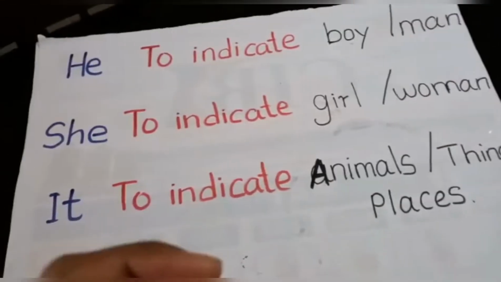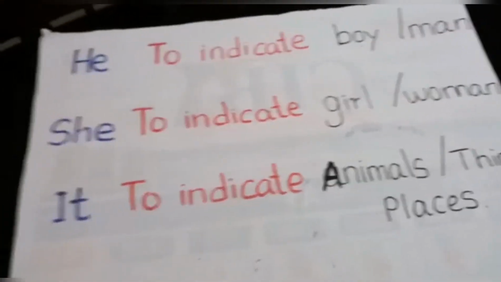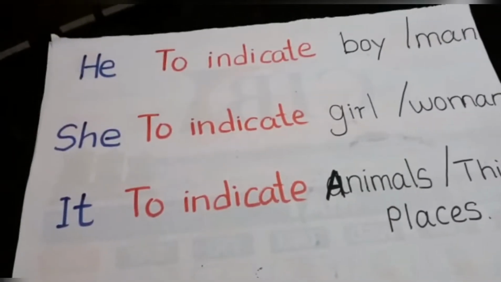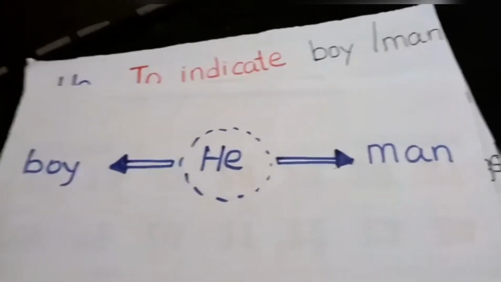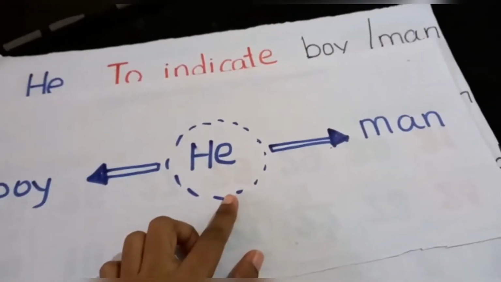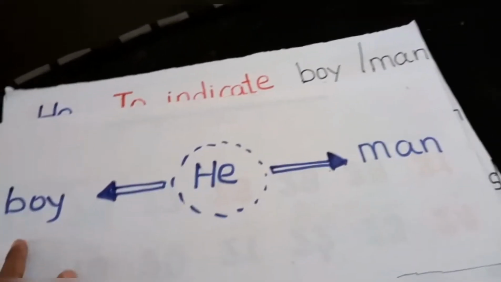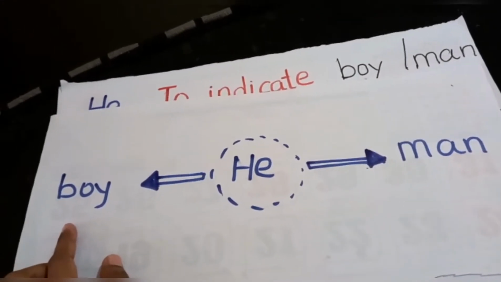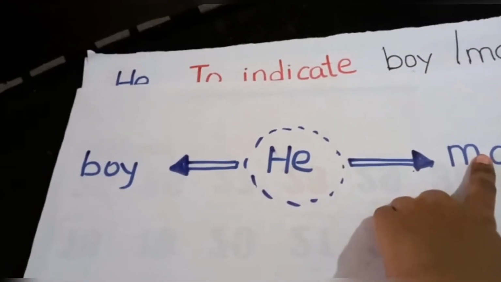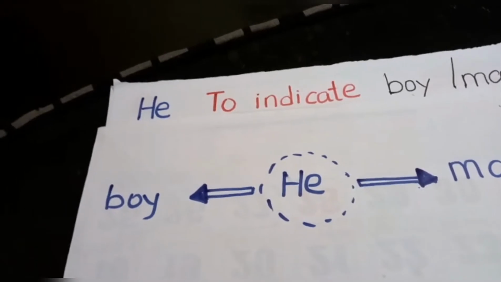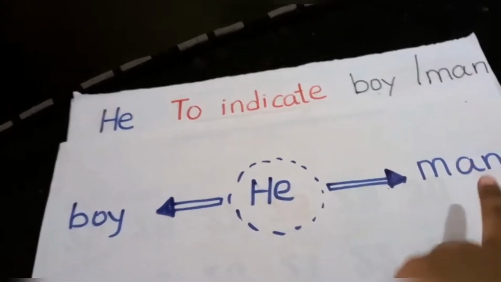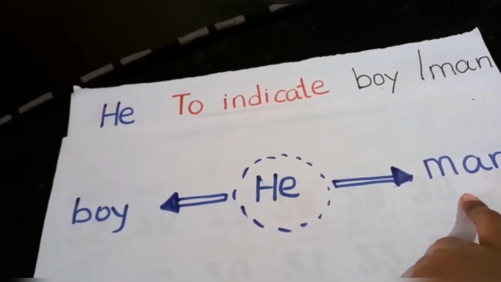Now let me explain in detail. As I told you, he indicates a boy and a man. So when we say he, it will be for a boy and a man.